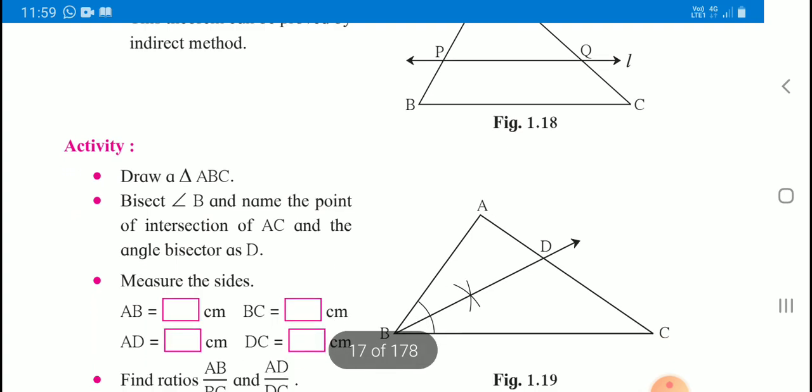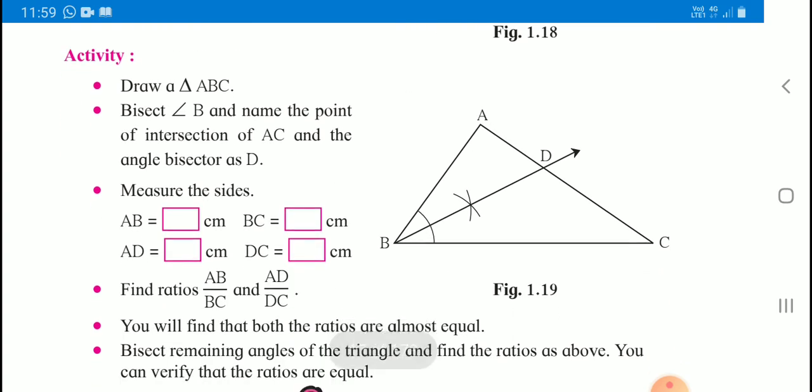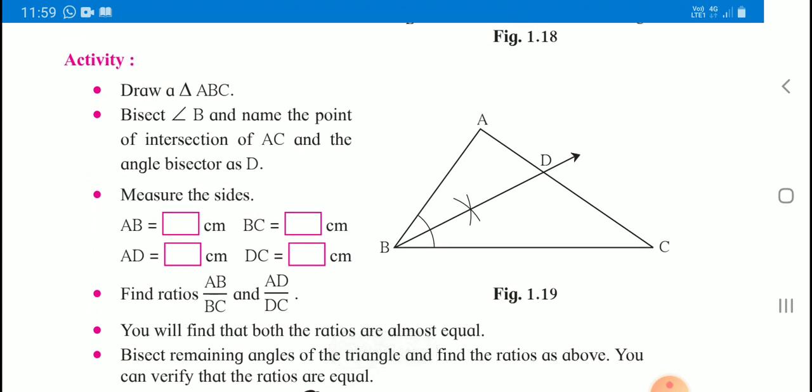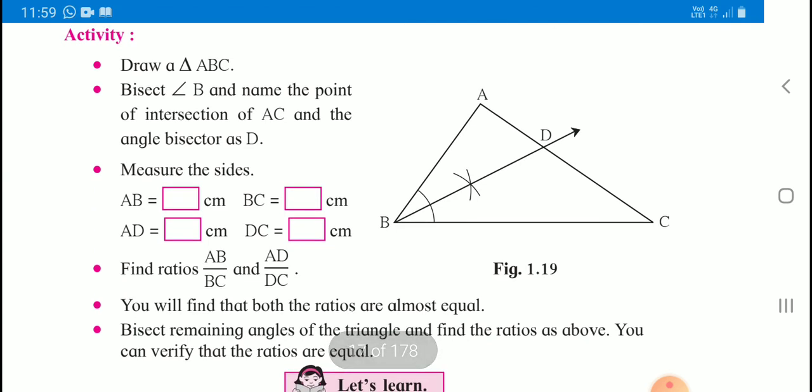Now they have given one activity. You have to solve this activity as per the instructions given below. First, draw a triangle ABC. Then you have to bisect angle B and name the point of intersection of AC and the angle bisector as D. After that, you have to measure the sides AB, how many centimeters is there? Then BC, AD and DC in centimeters. Then after that, you have to find the ratio of AB upon BC and AD upon DC.